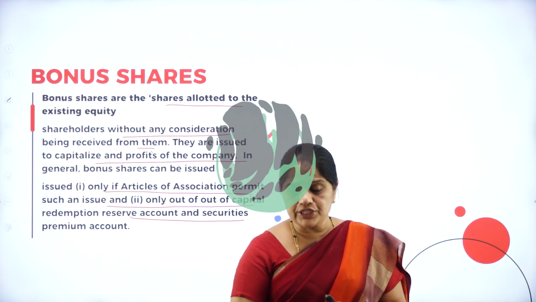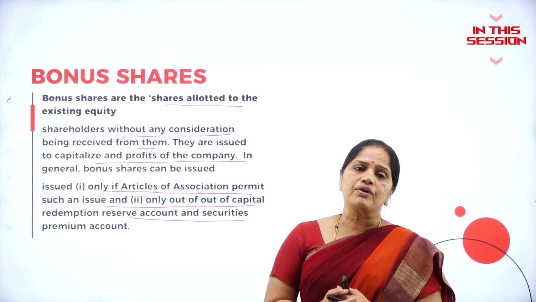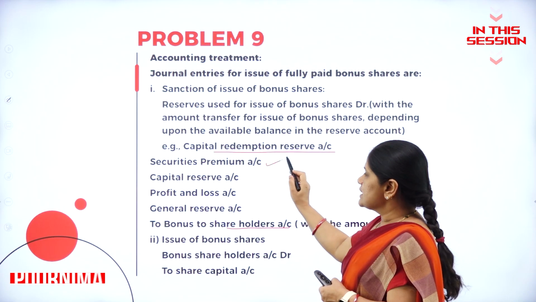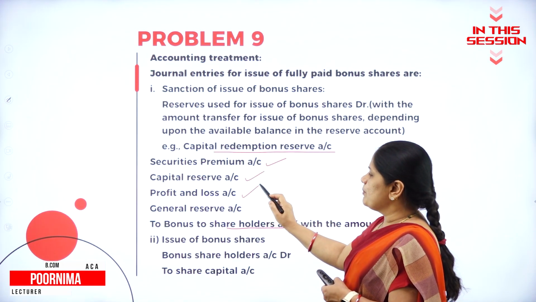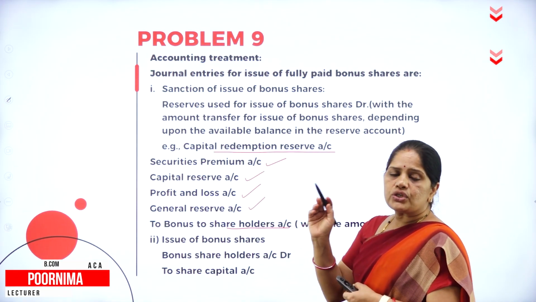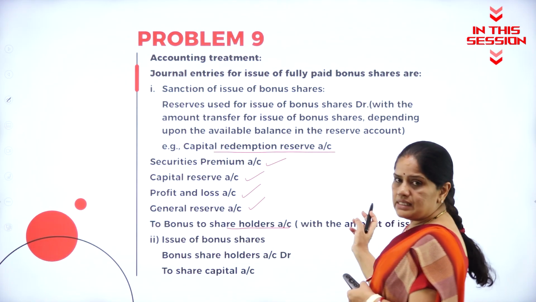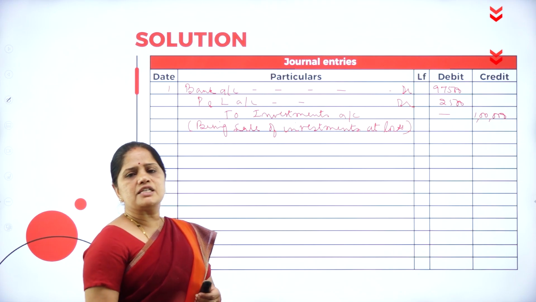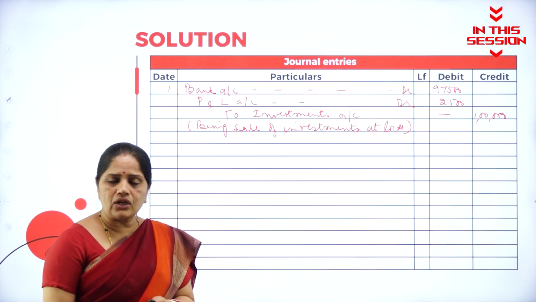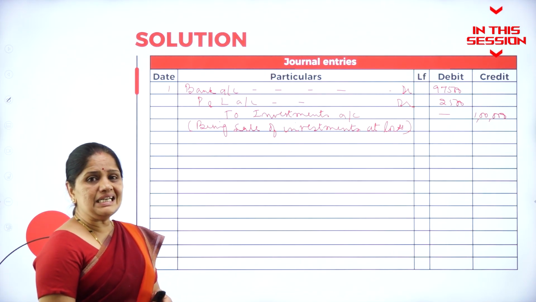Bonus shares are issued in order to capitalize the profits of the company. If you are using securities premium, capital reserve, profit and loss account, general reserve, so you debit these accounts and credit the bonus to shareholders account. The investment has been sold at a loss and the loss has been debited to profit and loss account.